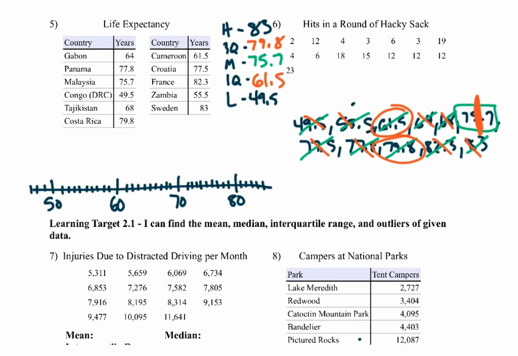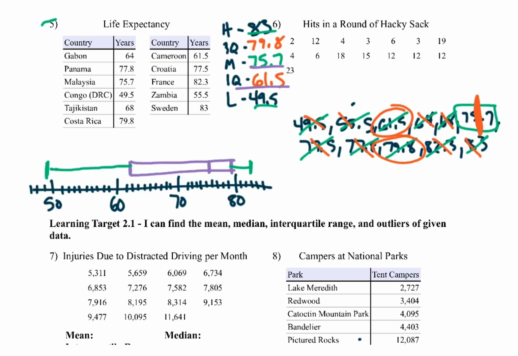So then my lowest, we draw a line, 49.5, about right there. Highest, we draw a line, 83. Then our first quartile, another line, 61.5. Median, 75.7. 79.8. Then connect the box, and finally connect the whiskers. Okay, and there's our box and whisker plot.